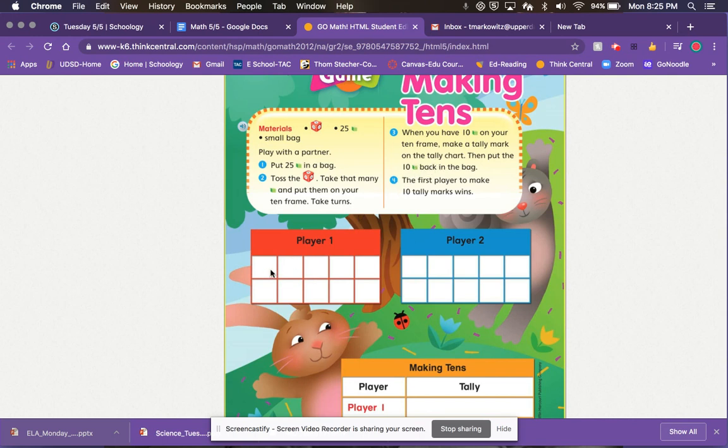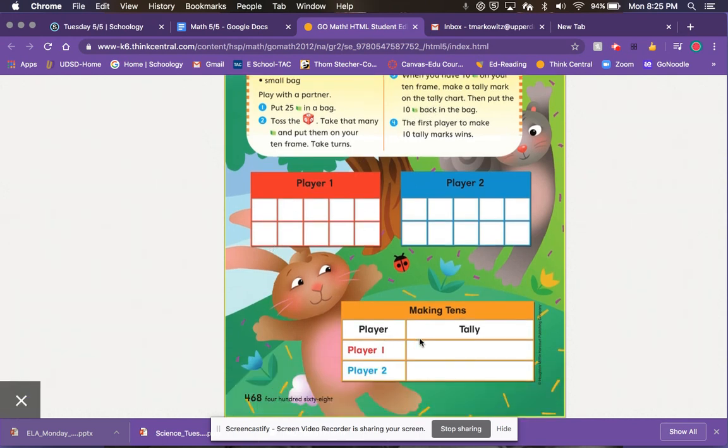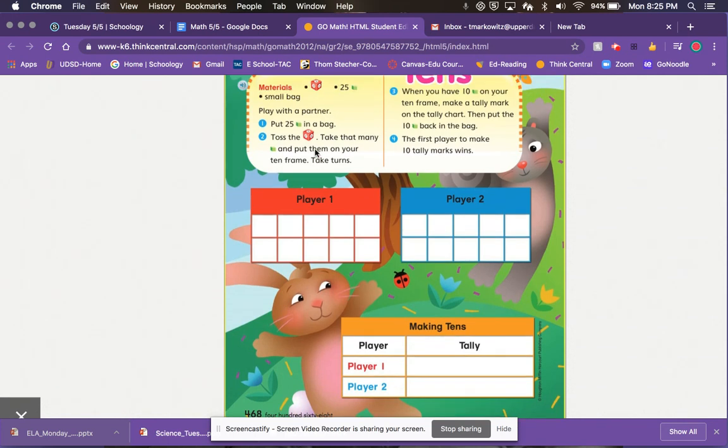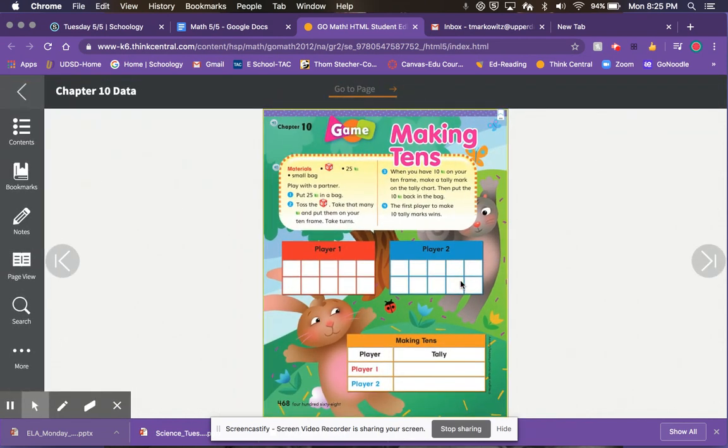Every time that you fill a 10 frame, you give yourself a tally. And then you clear it off. And then you continue the game. You can play the first player to make 10 tally marks wins. So you would have 1, 2, 3, 4, cross it on 5. 6, 7, 8, 9, cross it on 10, and you would be the winner. Or your partner would be the winner. You can play that game if you'd like. It's just a way to practice with tally marks. So that is your math for today.